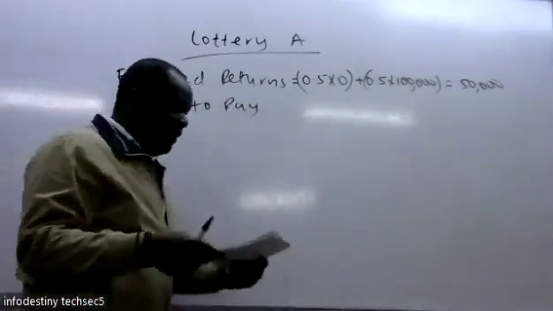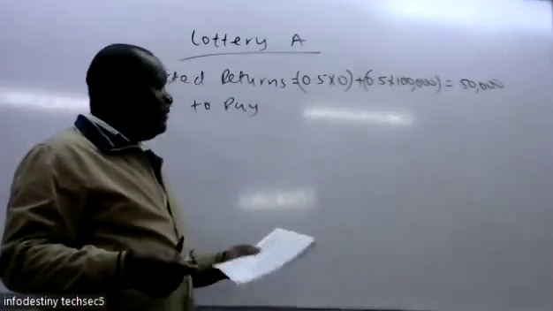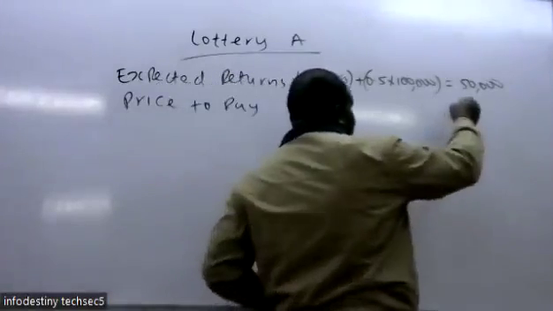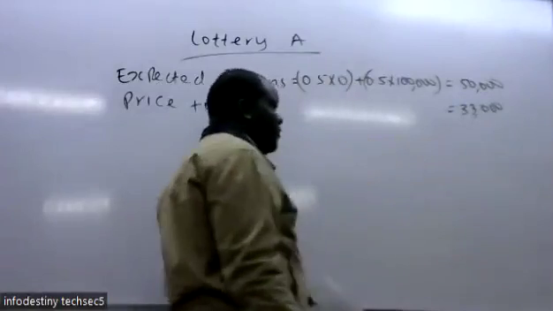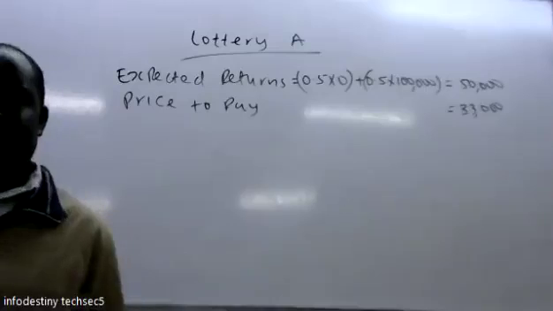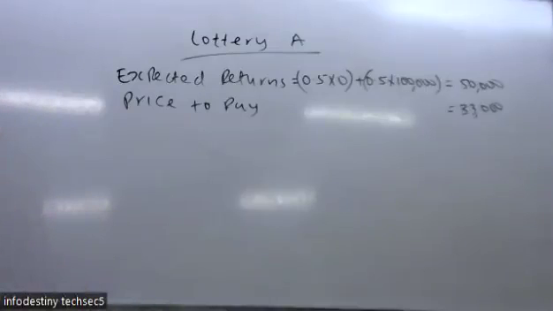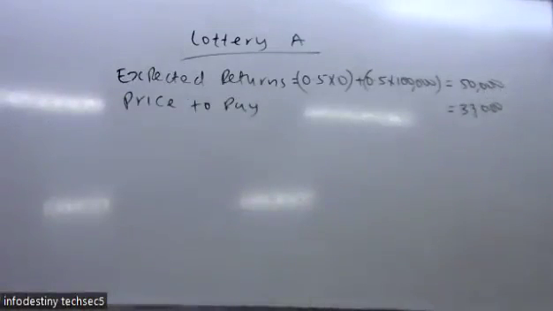The price to pay was given under lottery A. The price to pay for the lottery is meant to be 33,000 shillings. So you can see this person wants to get 50,000, but is only willing to pay 33,000.